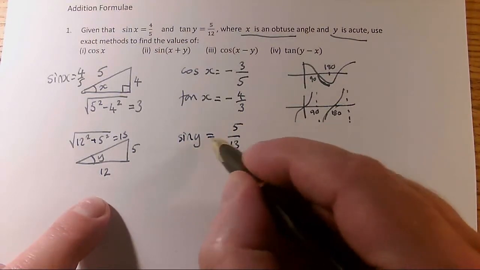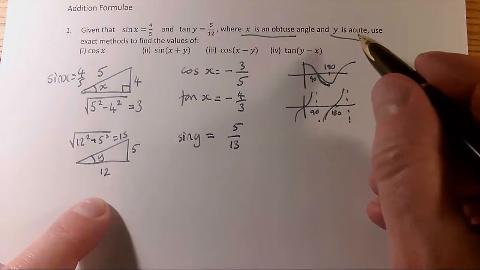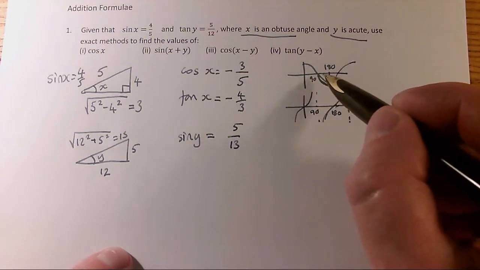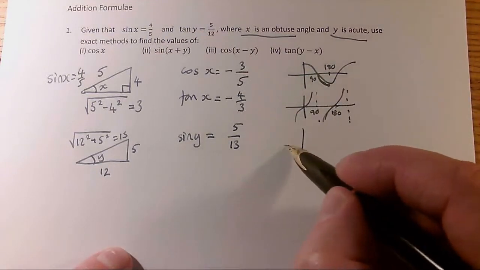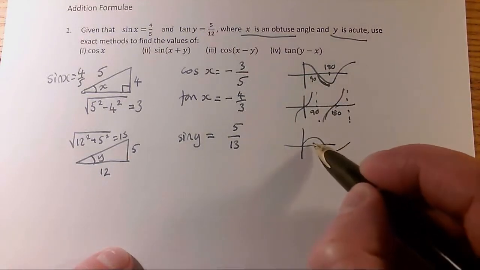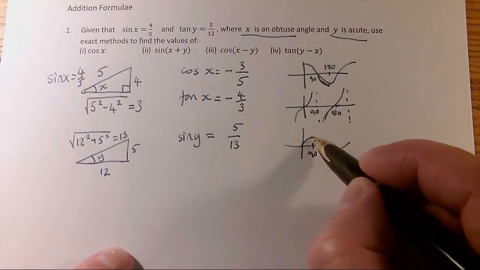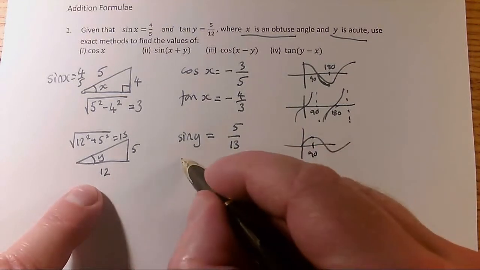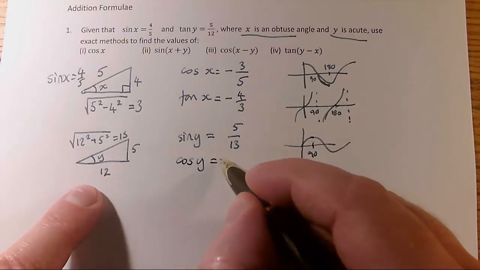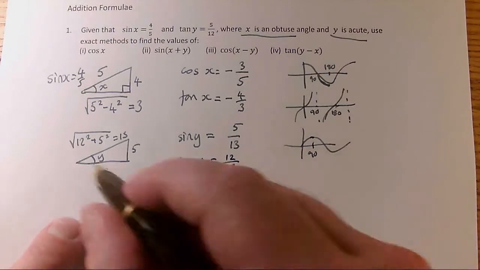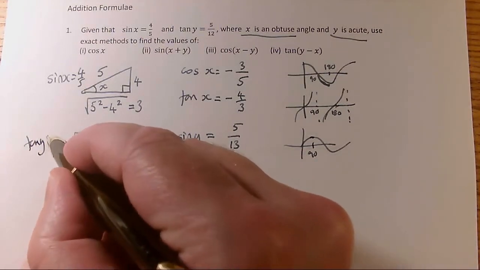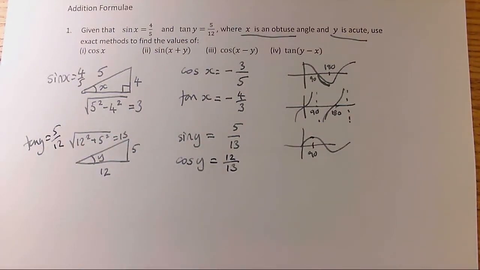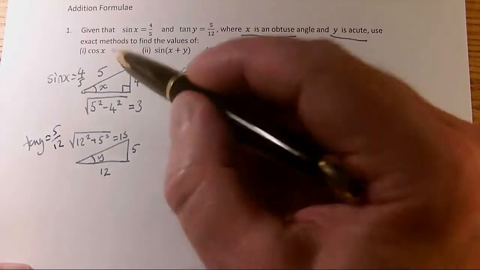Is it positive or is it negative? Well, y is acute, so it will be positive, because in the first quadrant between 0 and 90 degrees, cos and tan and also sine, everything is positive for an acute angle. From 0 to 90, they're all positive. So sine of y is 5/13 and cos of y will be 12/13. And I started by knowing that tan of y equals 5/12. So now I have all the raw material that I'm going to need for everything.